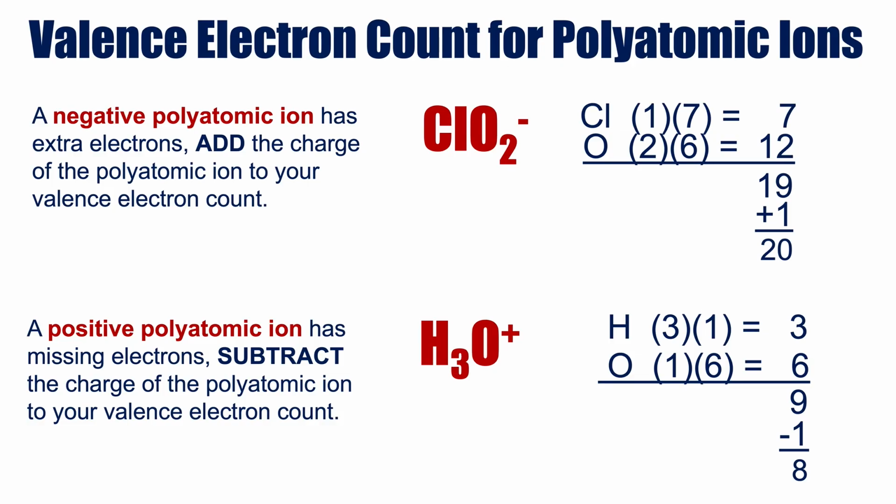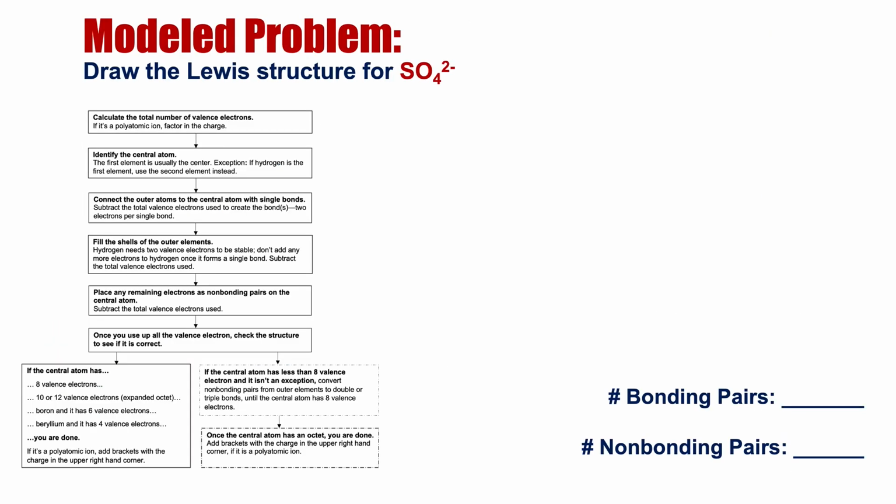So for ClO2 -1, I would go through and do my normal inventory and get 19, but then I would add 1 to it for it to be 20. For H3O +1, I would go through my normal steps to get 9, but then I'm going to do the opposite of the charge. So I subtract 1 to get a total of 8. So if you're given a polyatomic ion and asked to solve for its Lewis structure, do the normal inventory, but then take that number and do the opposite of the charge to get the final number.